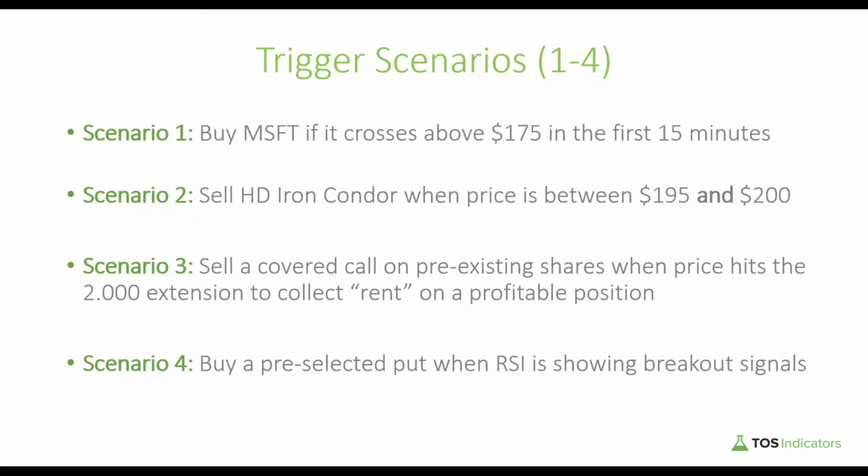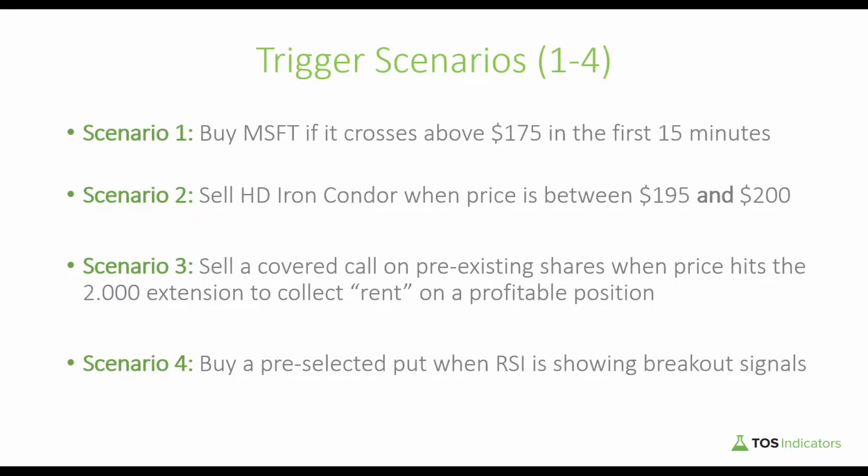So scenario two, we're going to sell an Iron Condor on Home Depot whenever price falls from its current price and it falls between 195 and 200, where you expect Home Depot to start to chop around for a little bit, right? And you may come to that conclusion based off of whatever indicators you're using. This is all just about how do we program those triggers.